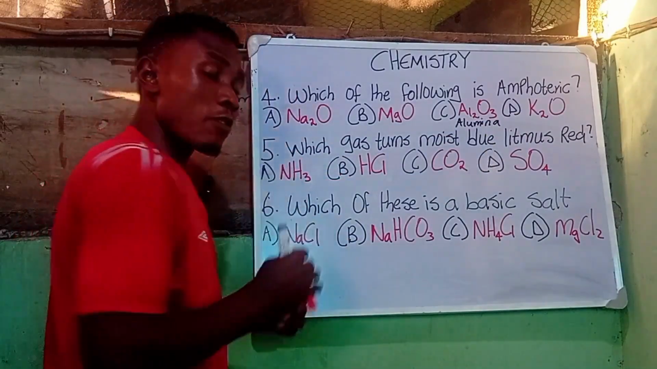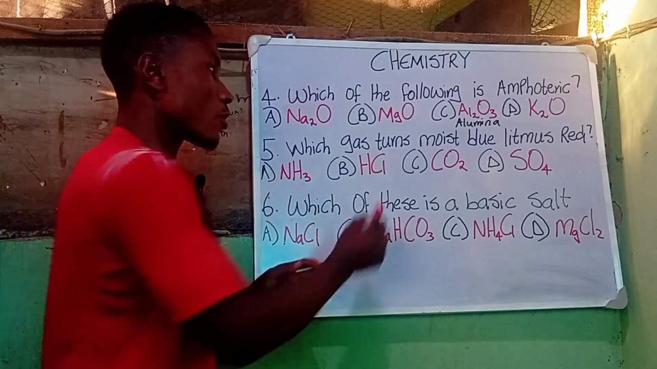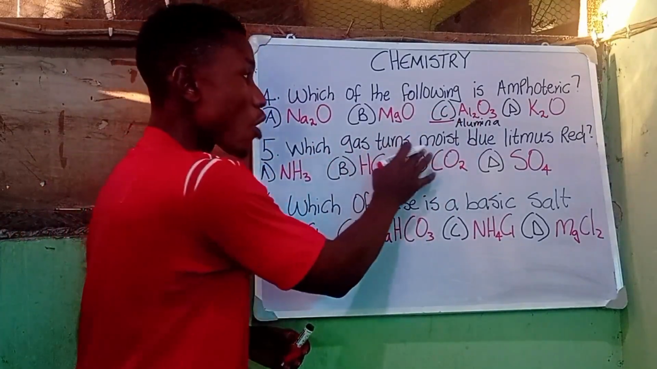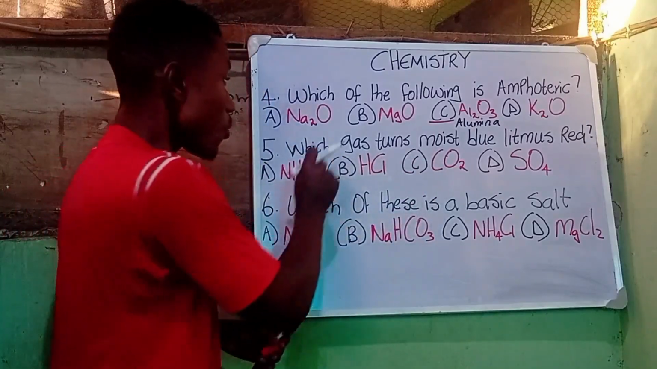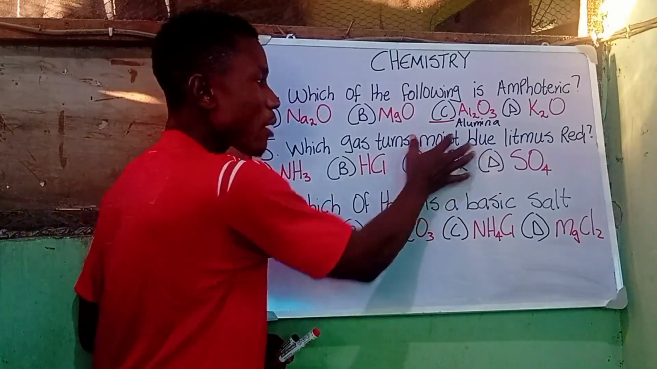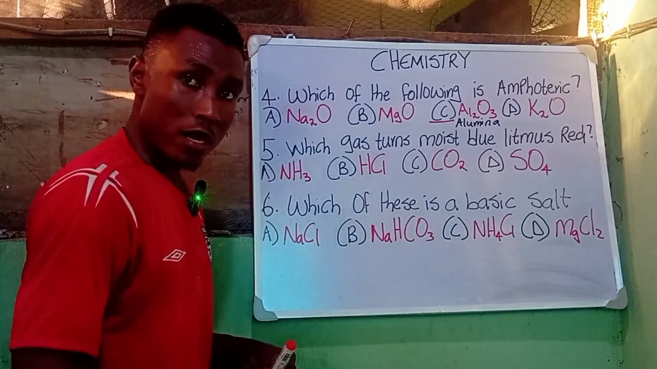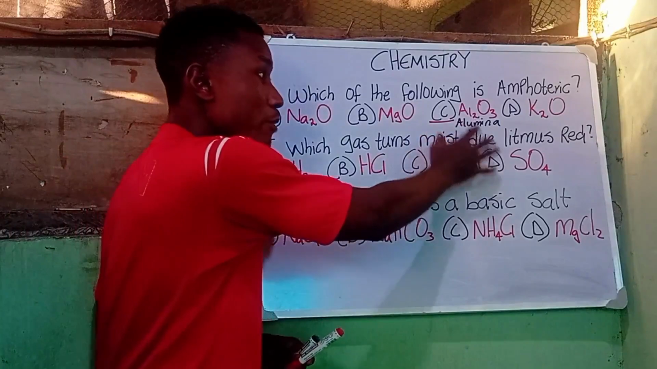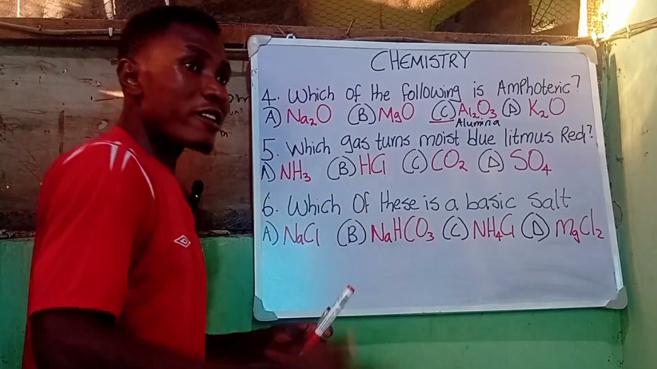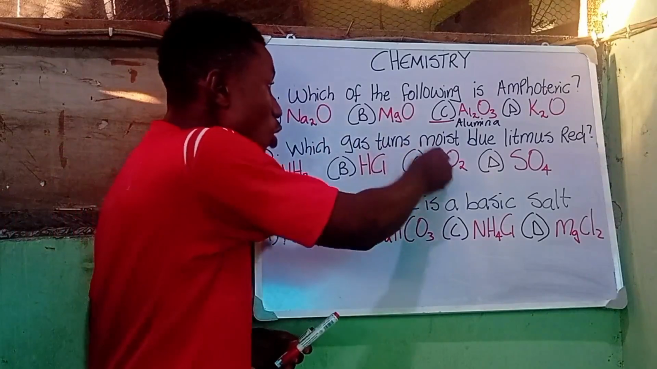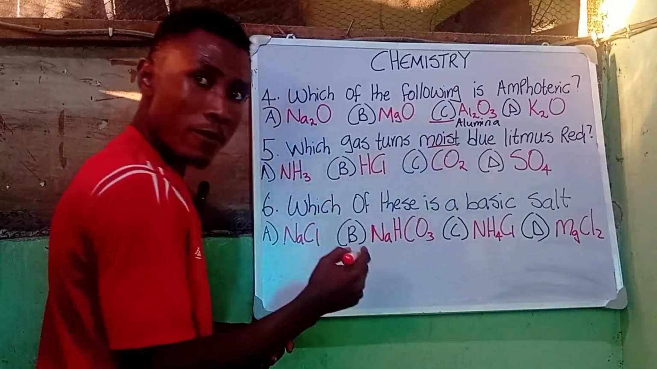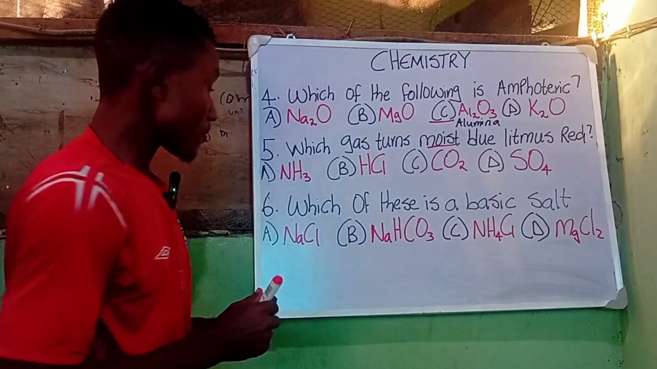We have question number 5. It says, which gas turns blue litmus paper red? Please forget about this word moist. We already know that what turns blue litmus paper red is an acid, and a base turns red litmus paper blue. So which gas turns blue litmus paper red? Please forget about the concept of moist.